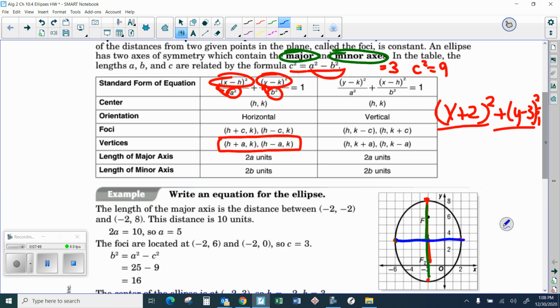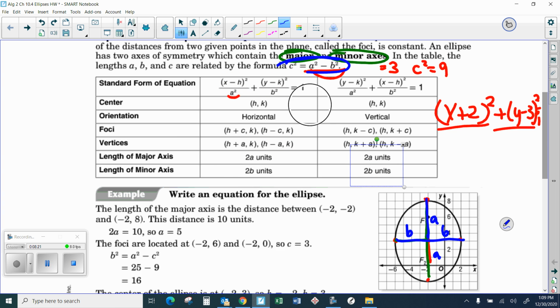But the way c is related, you've got to remember c squared equals a squared minus b squared. The length of the major axis is 2a, because from here to here is a. We went out a in each direction, so obviously the whole length is 2a. And we went out b in each direction here, so the whole length is 2b. So that should make sense. The lengths of the major and minor axes are 2a and 2b. So you see here, that doesn't change.